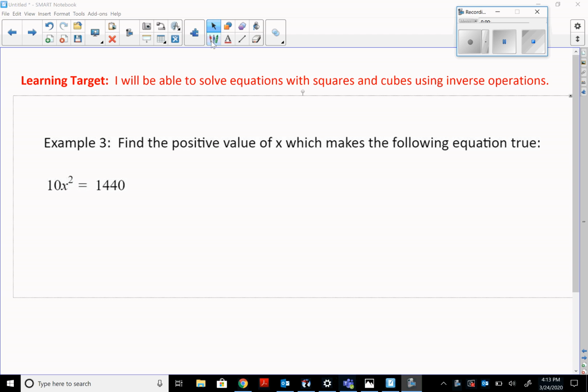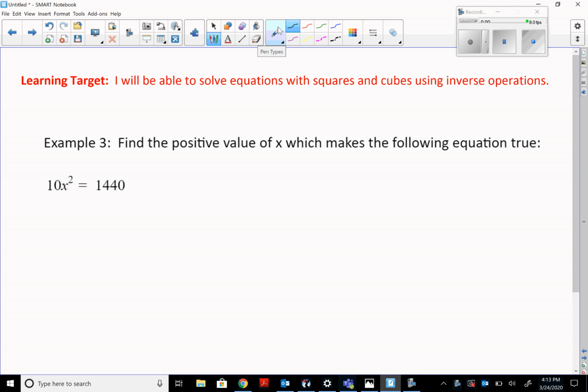This third example is a multi-step equation, so there are a couple things that we have to do to figure out the value of x. Once again, we're only finding the positive value of x. So you can see right away that there is a coefficient with the x squared. There was not one on example 2.